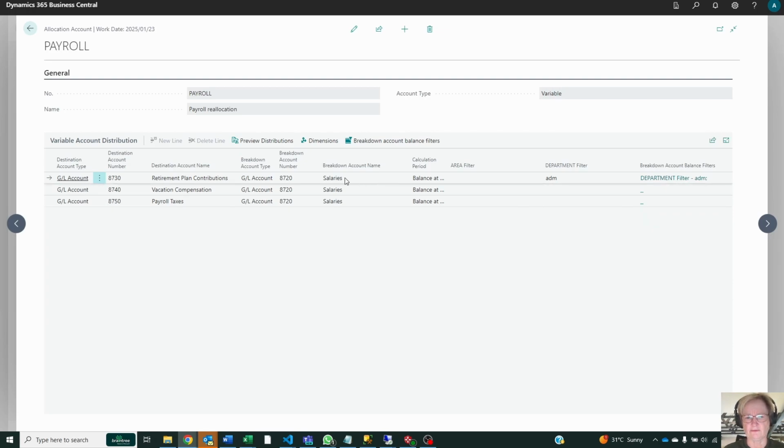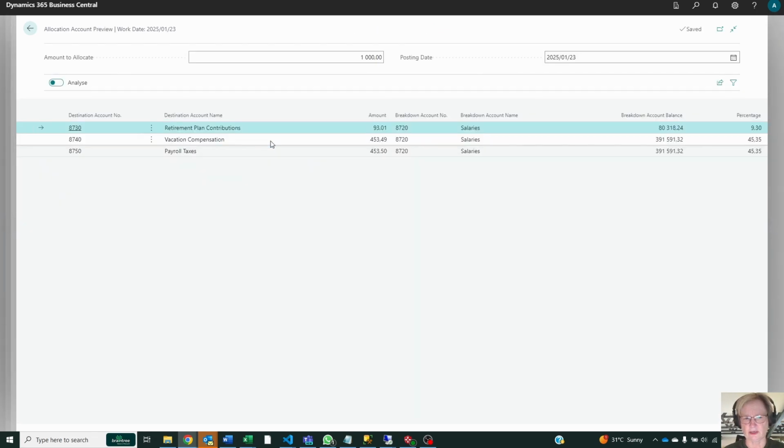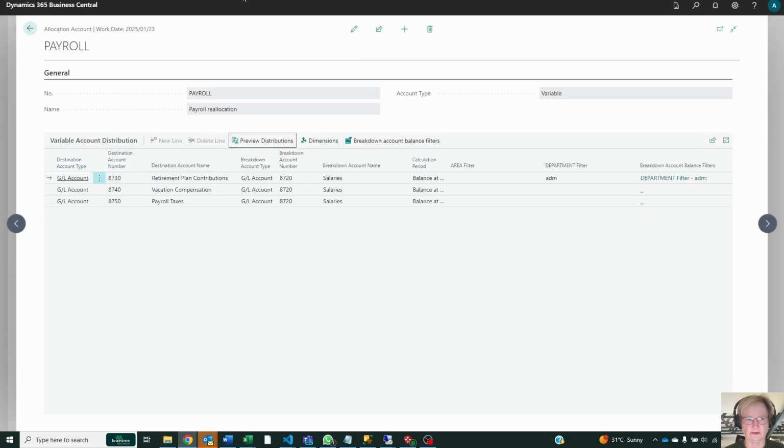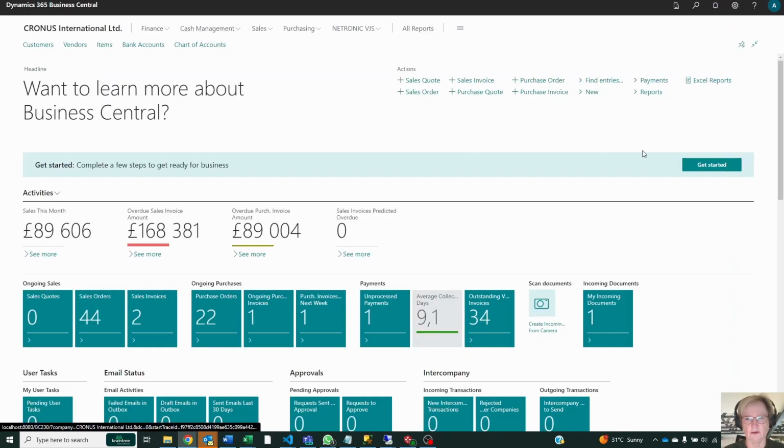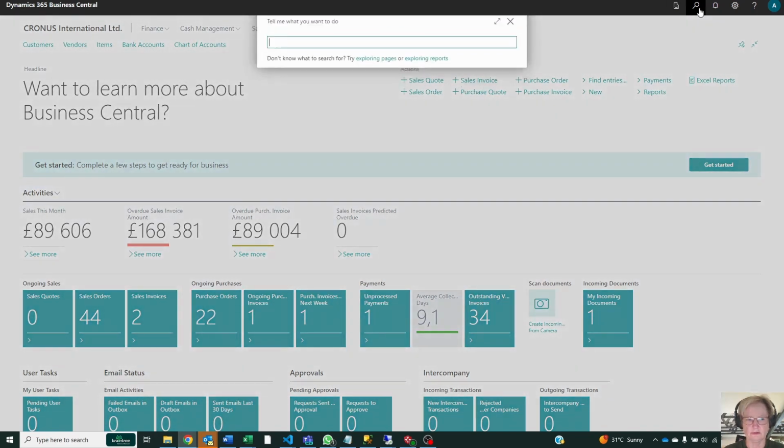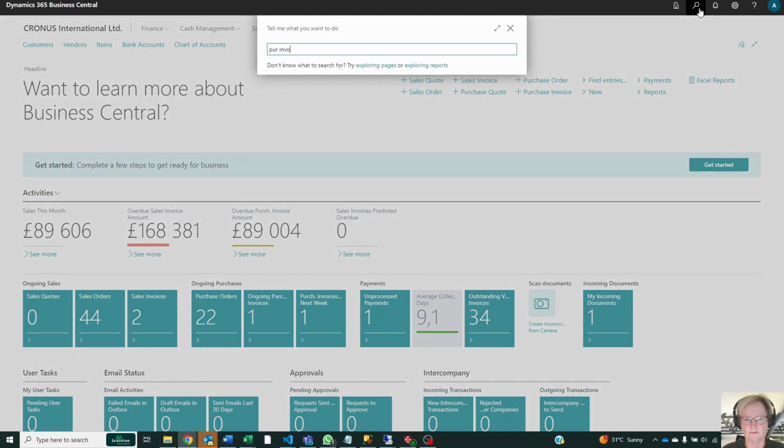One thing that we have here, there's an option here called preview distribution. If I click on that, I can put an amount up there. So let's say I have an expense of 200,000. Based on my setup, it will now tell me which account and which dimension is going to receive which share of the cost. So far, so good. So those are the setups. Let's see how they are used in practice. Moving on, I'm going to go to a purchase invoice.